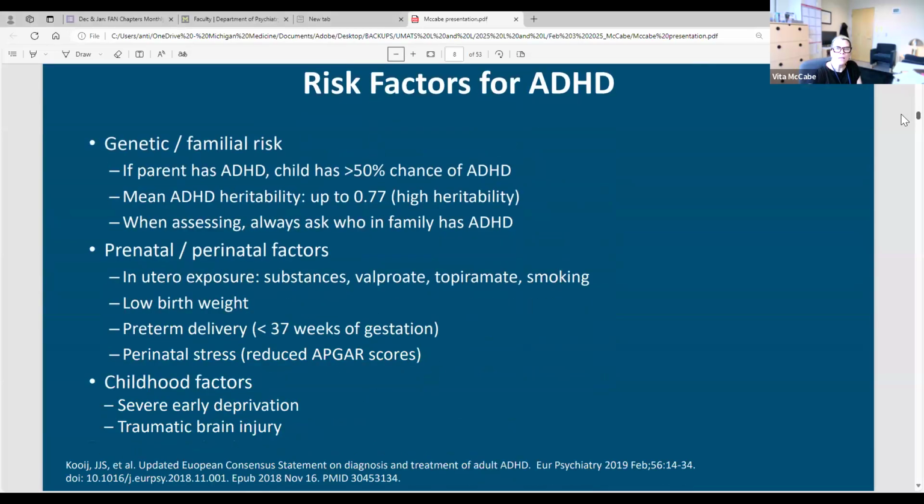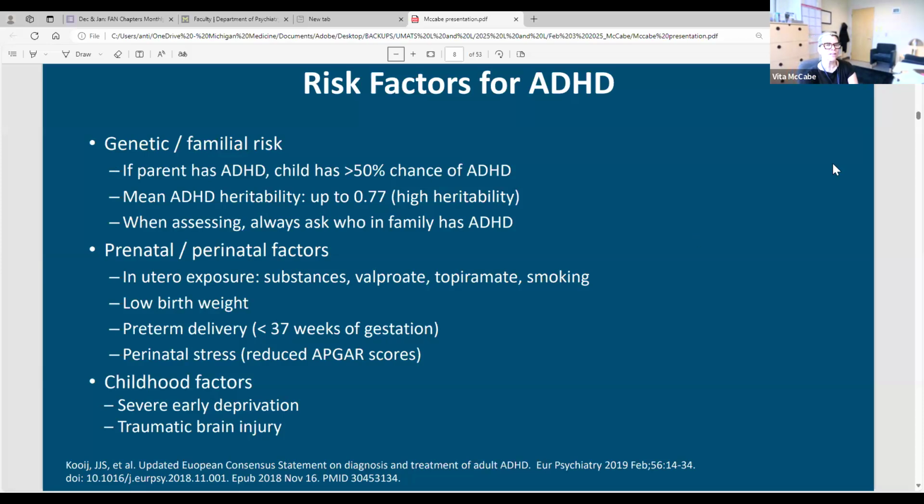Thanks, Angela. So let's just talk about some risk factors. We know it's one of the most heritable diseases. So if a parent has ADHD, the child's rate of having ADHD is upwards of 50%. The mean heritability factor is about 0.77. And just to give you some point of reference, that's about the same degree of heritability as somebody with a BRCA-associated breast cancer or with schizophrenia. And so in these assessments, it's really important to ask who in the family has ADHD.